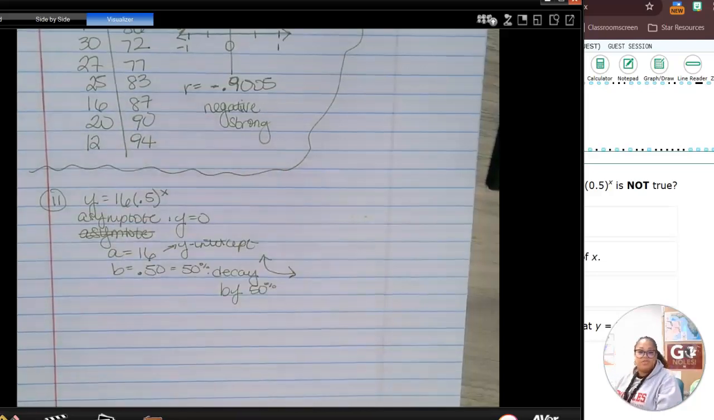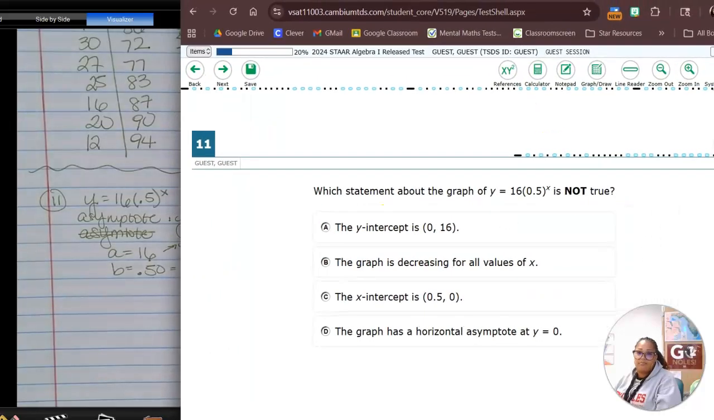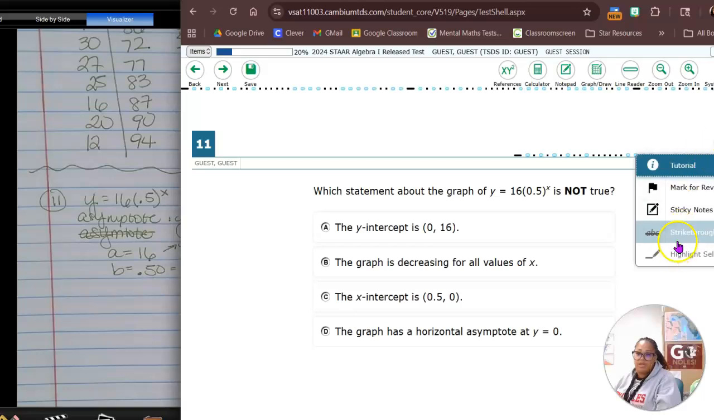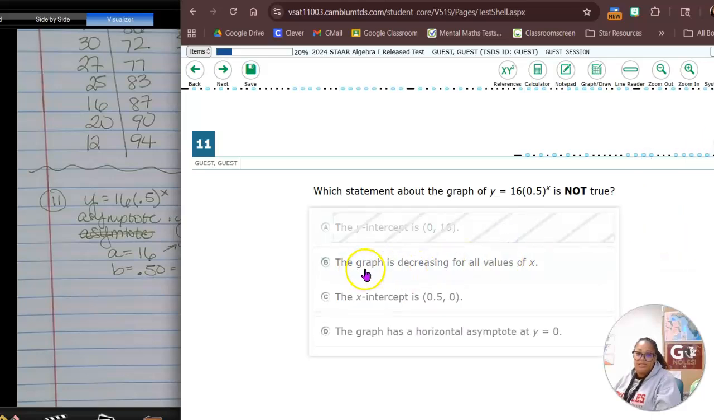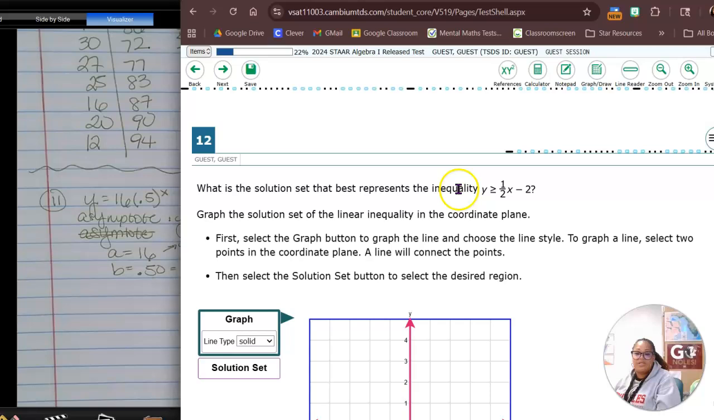Okay, so let's see which options we have. And it says not true. So the y-intercept is 16, so we want to get rid of that because we want something not true. It's decreasing, yes. The x-intercept, there won't be an x-intercept, so that is not true. There's never an x-intercept, and the asymptote is y equals 0. So I found my answer. Next. Okie dokie. Oh, this is a fun one.